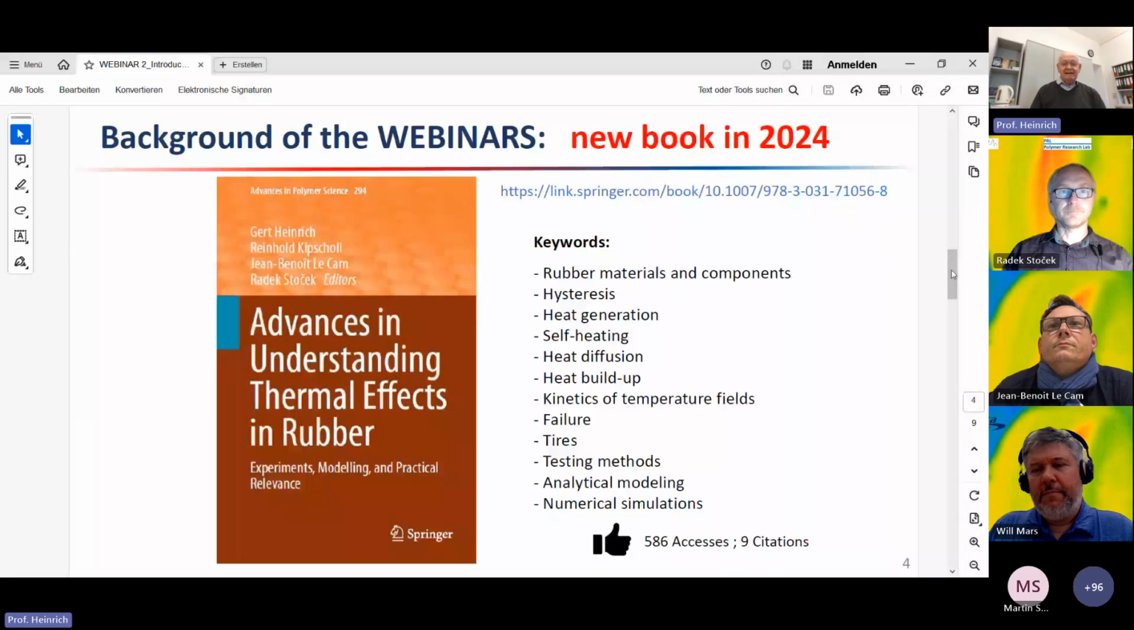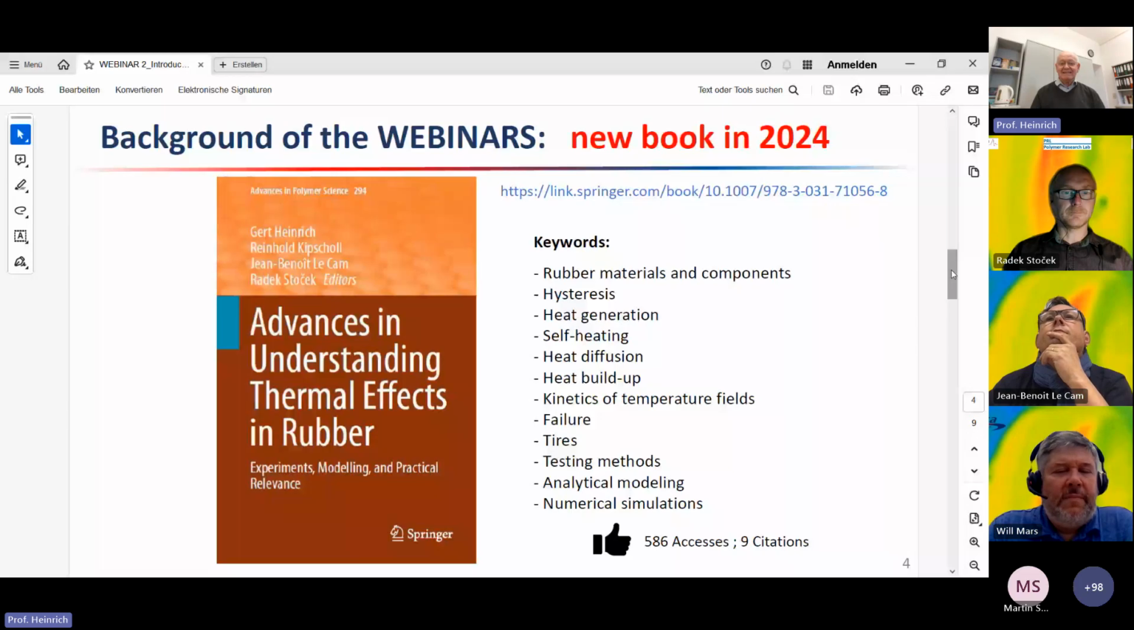And now we are happy to announce the brand new book that appeared, I think, 2 or 3 weeks ago. It is available also in electronic form and also as hard copy. And the topic is now Advances in Understanding Thermal Effects in Rubbers. I have listed here the web link to this book if you are interested only in the electronic version.